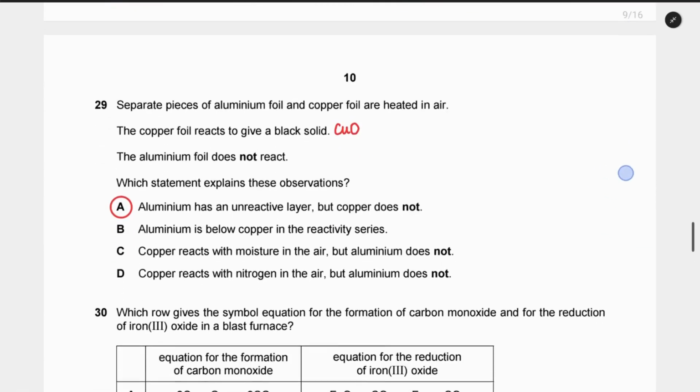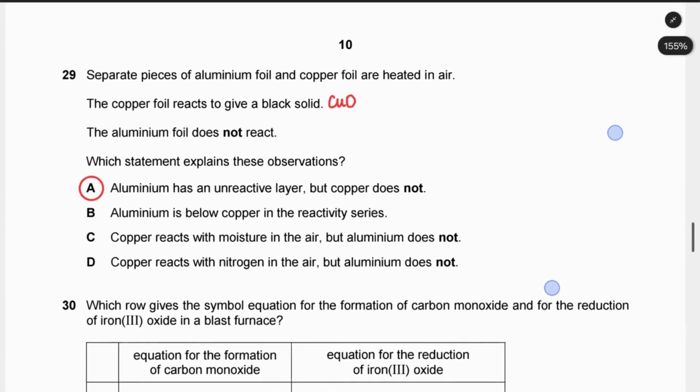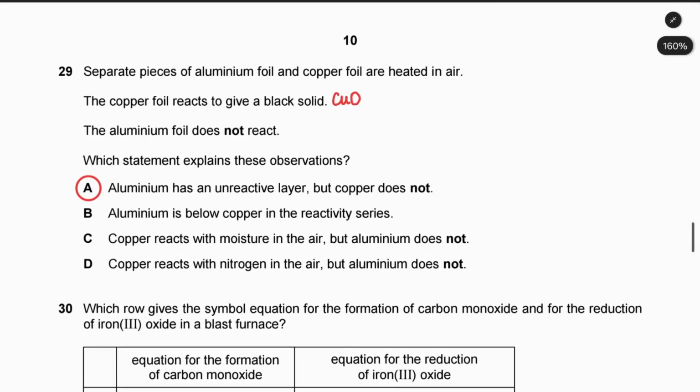Next question. Separate pieces of aluminum foil and copper foil are heated in the air. The copper foil reacts to give a black solid, which is copper oxide. The aluminum foil does not react. Which statement explains these observations? First you should know that aluminum is going to be unreactive. So for the answer over here, we can only say aluminum has an unreactive layer but copper does not. Okay, so this is the final answer.